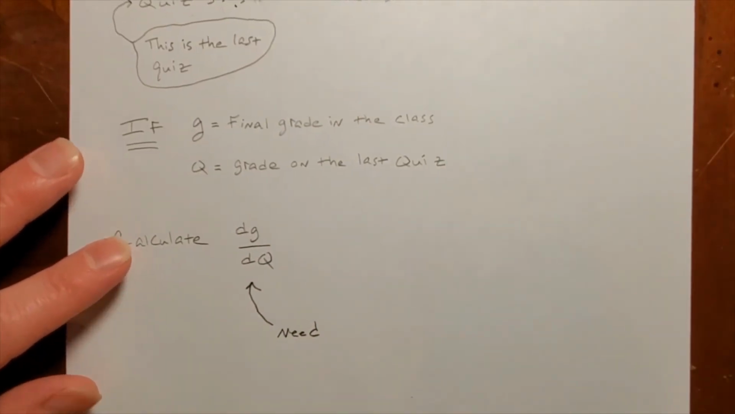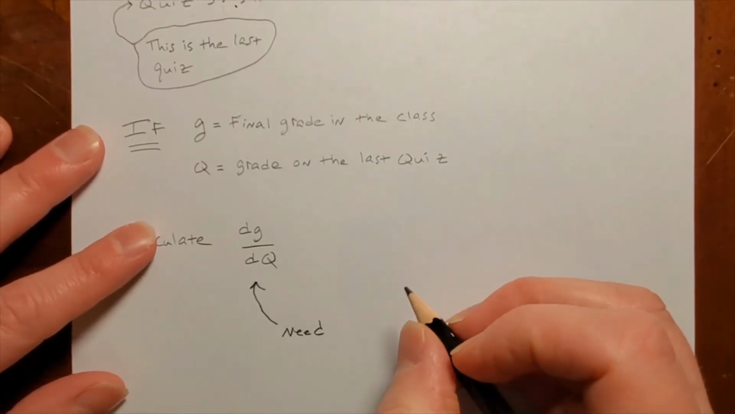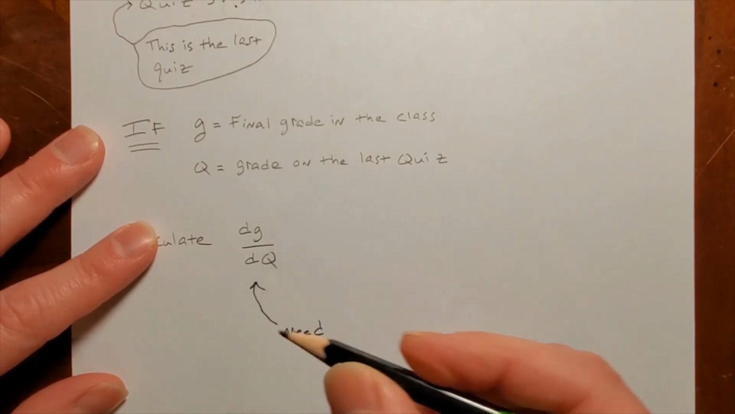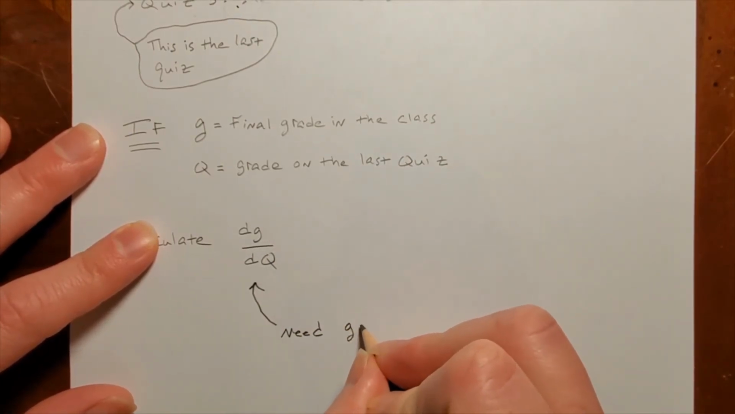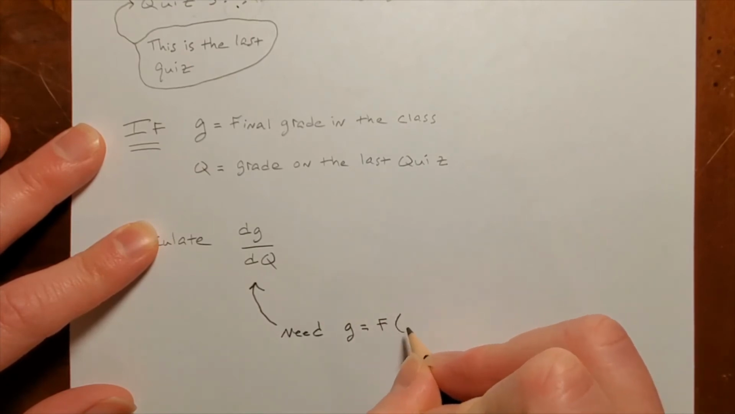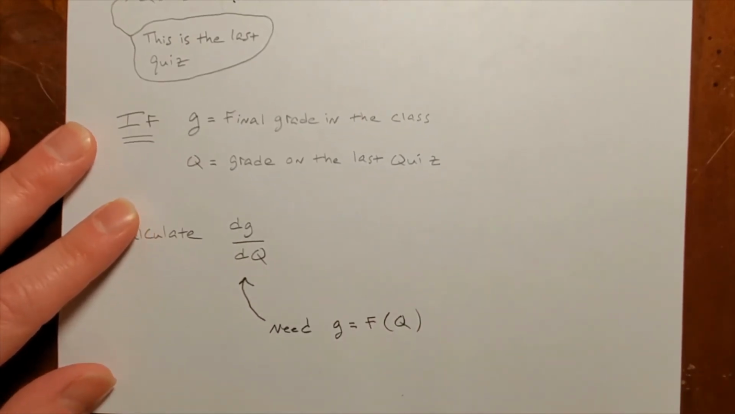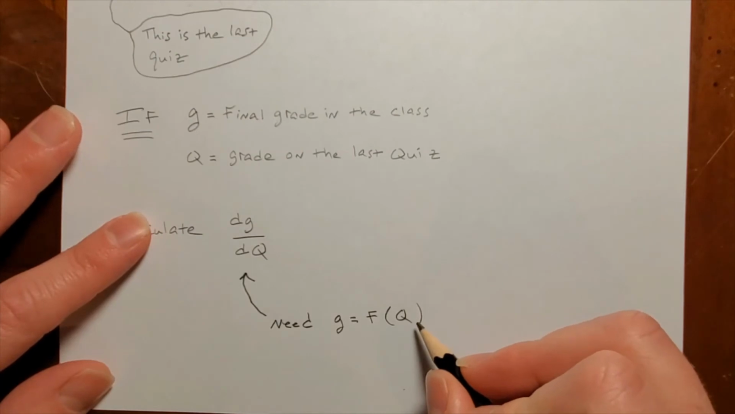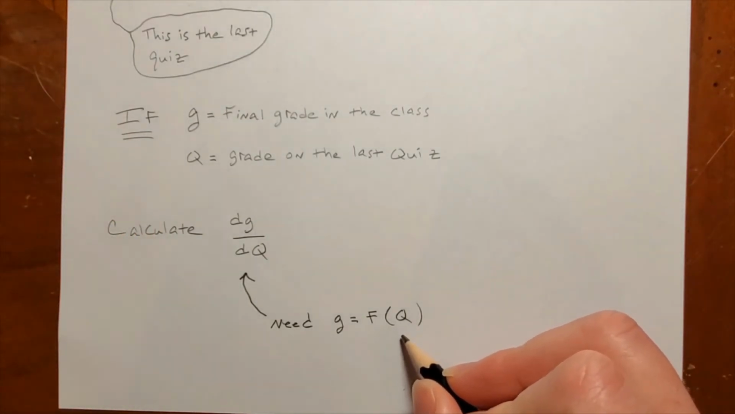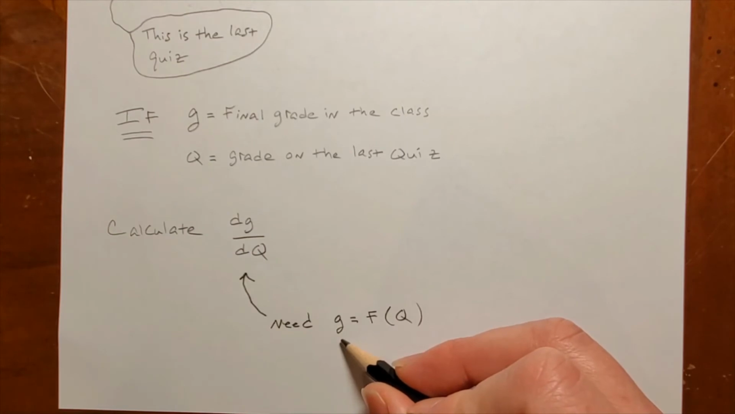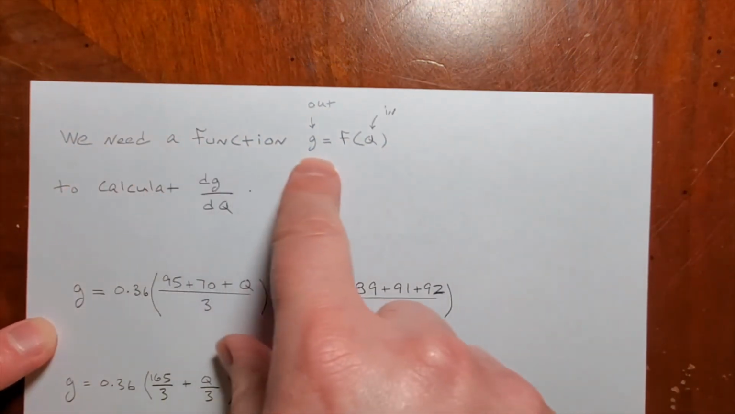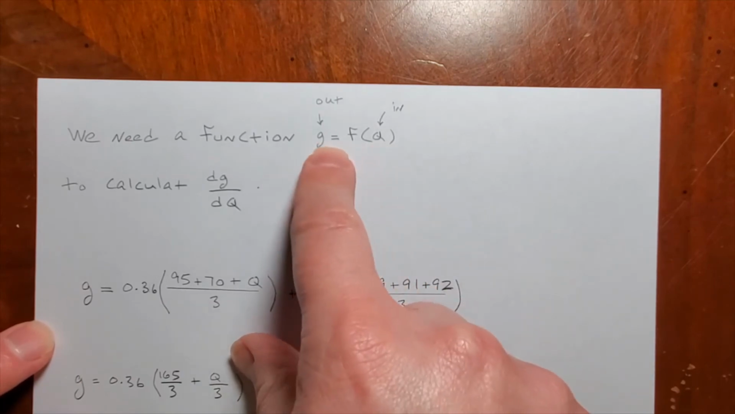Well, what I've said in the other problems still holds true, and it's the way this is going to work all the time: I need some kind of formula where that top variable is a function of the bottom one. So I need G, the final grade in the class, to be a function of Q, which is what? The grade on the last quiz. I need some kind of formula where I plug in Q and I get G. I plug in my last quiz grade Q, and it calculates my final grade in the class. Okay, so I just wanted to get your thinking going by telling you that, yes, we need a function. G is a function of Q. Plug Q in, calculate G.